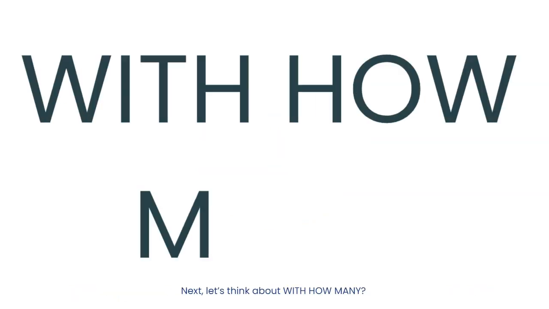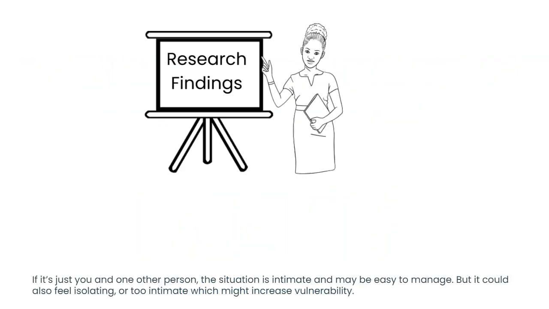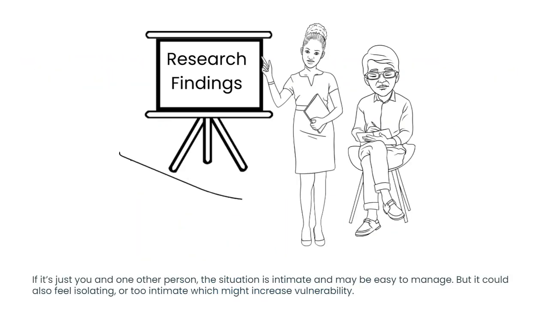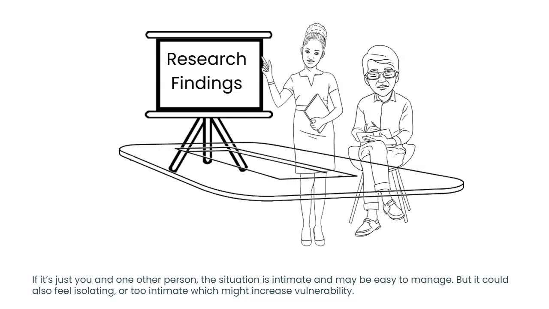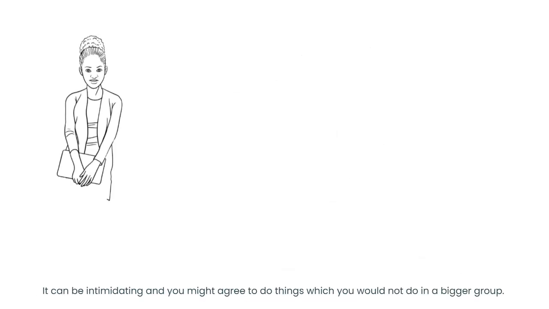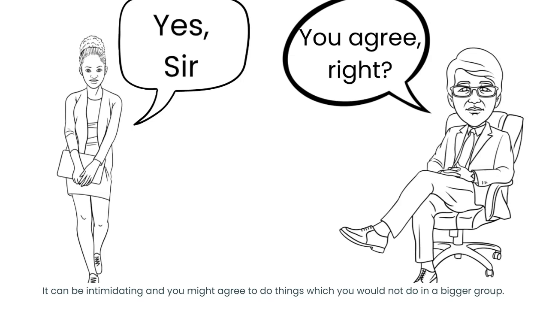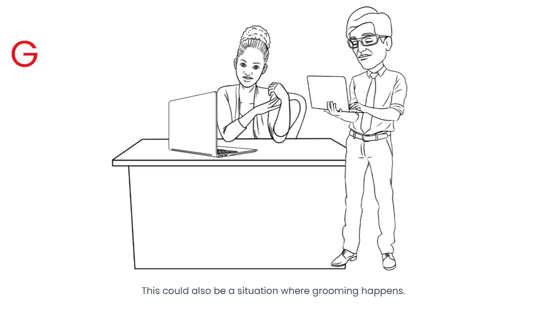Next, let's think about with how many. If it's just you and one other person, the situation is intimate and may be easy to manage. But it could also feel isolating or too intimate, which might increase vulnerability. It can be intimidating, and you might agree to do things which you would not do in a bigger group. This could also be a situation where grooming happens.